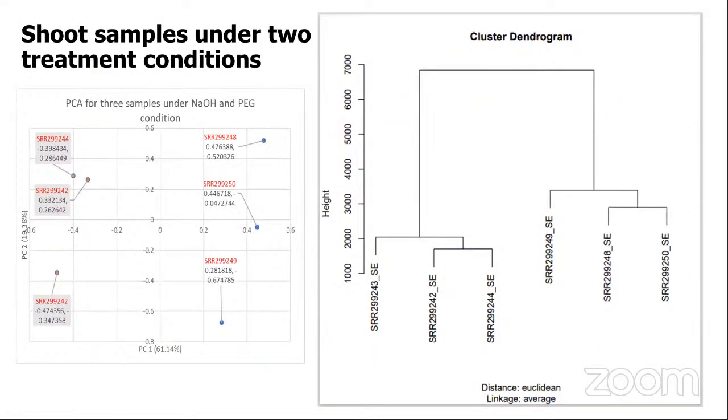At the beginning, I first performed a test analysis where a subset of six SRA files were analyzed, and these six SRA files were from two different treatments, that is sodium hydroxide and PEG. And I observed from the principal component analysis that they were nicely separated into two groups based on the treatment condition. Similarly, I did a cluster analysis, and the same observation was made.